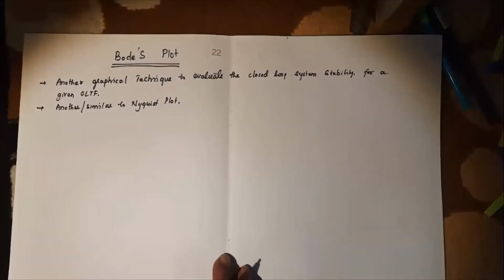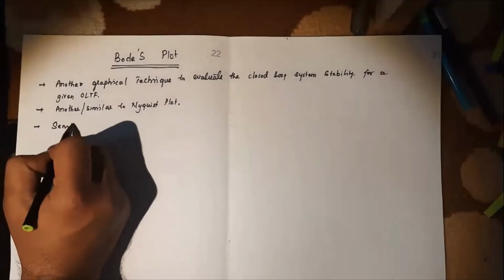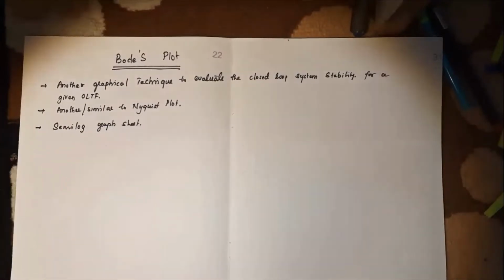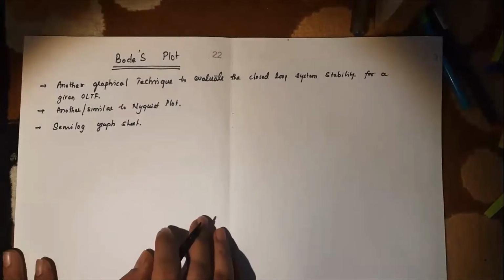So it's more or less similar to the Nyquist plot, except the scale on which we represent the system frequency response. So Bode's plot is also the frequency response of the system, but we are using a similar graph sheet to represent the frequency response. So it's a logarithmic scale. We call it a logarithmic scale.